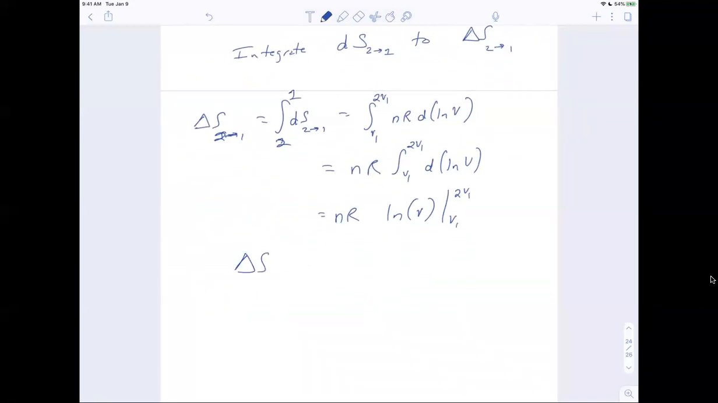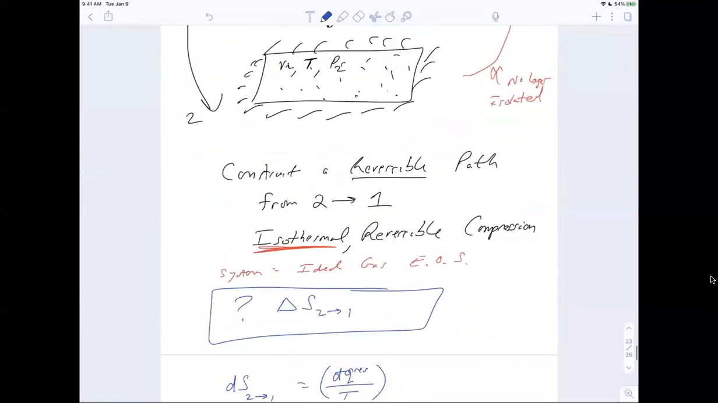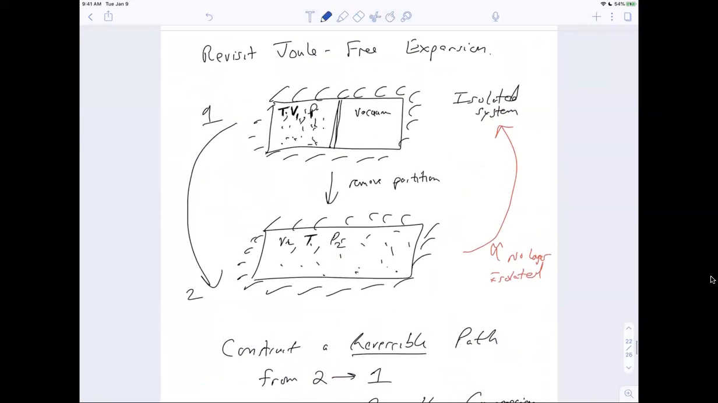And so delta S to go from 2 to 1 is equal to nR natural log, the final state is 2V1 over V1. Oh, I made a mistake, right? It should be the opposite, right? We're going from 2V1 to V1. My apologies. So the limits here are opposite. Did everyone catch that? I'm actually starting with 2V1 and going to V1. I'm compressing it. I'm going back from state 2 to state 1, where I go from 2V1 to V1.